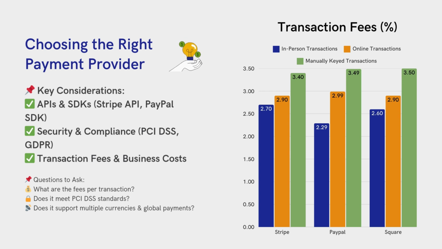Beyond functionalities, you also need to consider security and compliance, and there is also a question of transaction fees and overall costs. Every payment provider charges fees for processing transactions, but the pricing structures vary. Some charge a flat percentage per transaction, while others include monthly subscription fees for additional services. There are also chargeback fees that are applied when a customer disputes a payment, and cross-border fees that can significantly increase costs for international transactions.